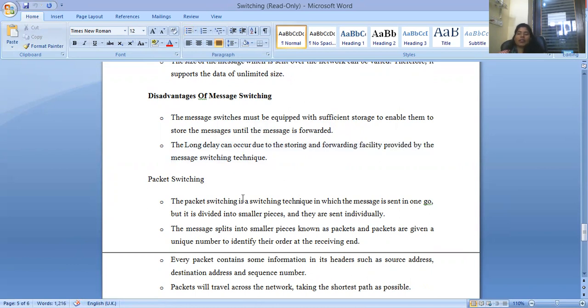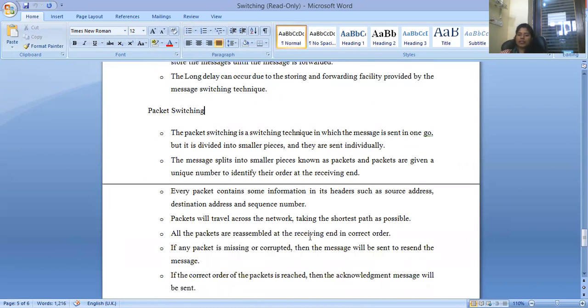Now, if we talk about packet switching, it is the switching technique in which the message is sent in one go, but it is divided into smaller pieces, and then they are sent individually. The message splits into smaller pieces, also known as packets, and packets are given a unique identity number. Their order is restored at the receiving end. Every packet carries some information in the header, such as the source address, destination address, and the sequence number. These three are a must. Also the total length of the data packet.